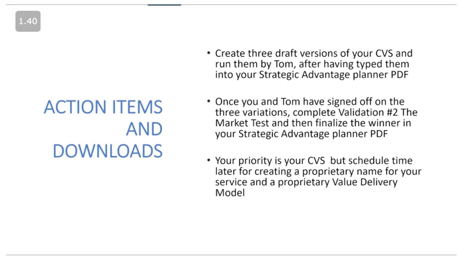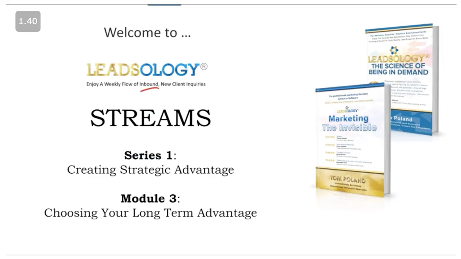All you're really doing is breaking down your value delivery process, step by step, segment by segment, and putting that into the model. Once you've done a draft and you and I have signed off on it, then we'll get it to our graphics whiz kid in the Philippines for a capped rate of, from memory, $175 US, and he will make it look the sexiest in the commercial world. Next module in Series 1, Creating Strategic Advantage: 3, Choosing Your Long-Term Advantage. And you will be relieved to know it's a real simple one.